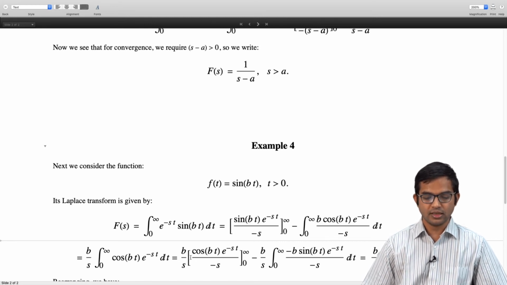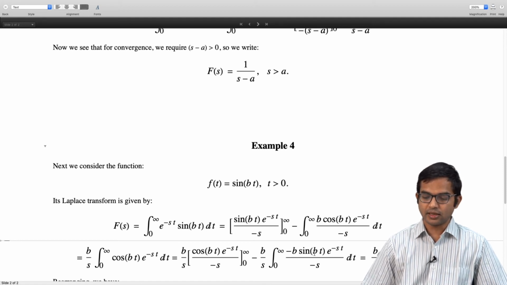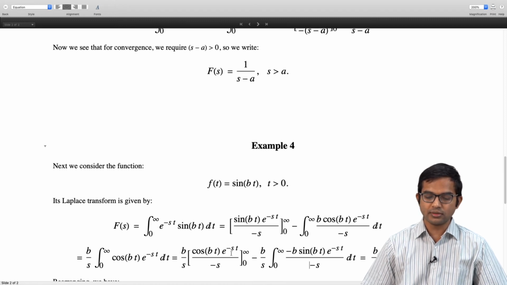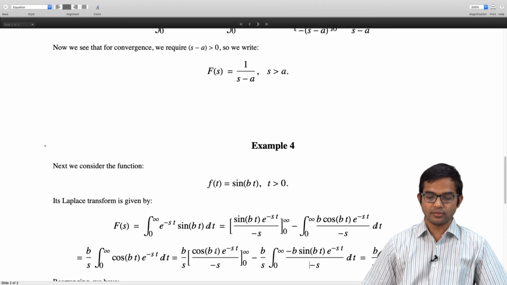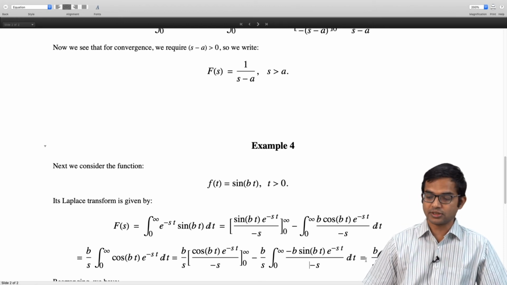So you have b by s, cosine bt e to the minus st divided by minus s, from 0 to infinity, minus b by s remains as it is. Then you have an integral 0 to infinity, minus b sine of bt times e to the minus st by minus s. So the derivative will give you a minus b, and then you have this minus s coming from this other function. Therefore if you collect all these terms carefully, now the boundary term does not vanish at both ends. At infinity, of course, it goes to 0, but at 0 you have to be careful and put in b by s squared. So b by s, and then this gives you 1 over s, so it's b by s squared.